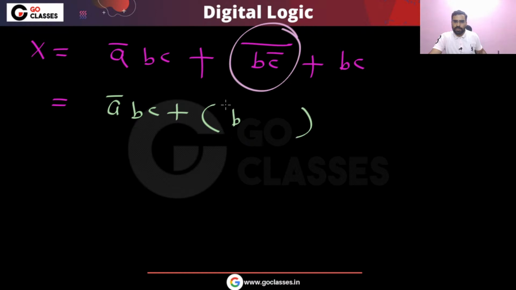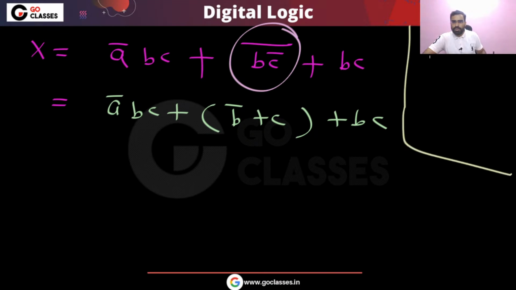What will this become? This will become B bar or C plus BC. Remember, you can apply the De Morgan law. If you know the De Morgan law, (AB) bar is the same as A bar or B bar. This is the De Morgan law you can apply. So you will get B bar or C.